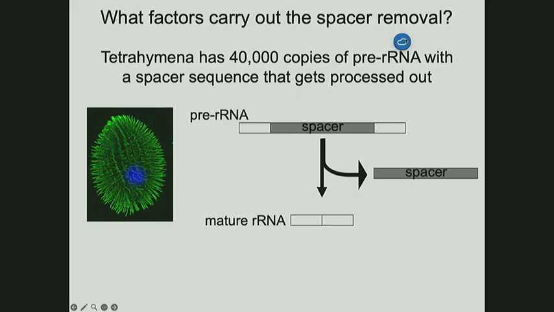Tom Cech's lab knew that there was this type of pre-ribosomal RNA found in Tetrahymena that did need to remove this spacer and ligate these two ends together to make the mature ribosomal RNA. The reason they were studying this reaction using Tetrahymena is it turns out that this ciliate has 40,000 copies of this pre-ribosomal RNA. So whatever the activity is that is doing this reaction, there must be a lot of it in this cell type, right?